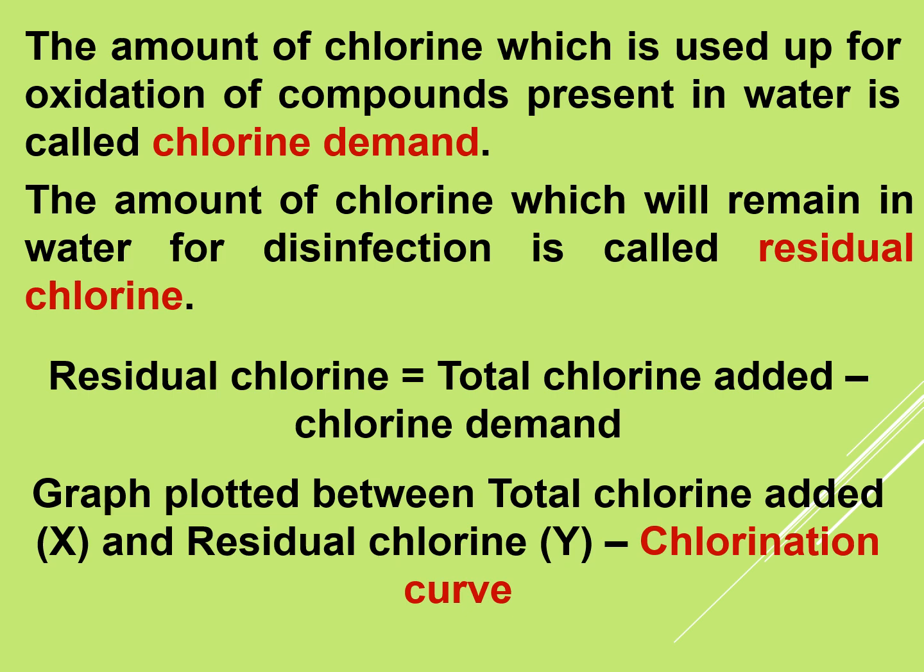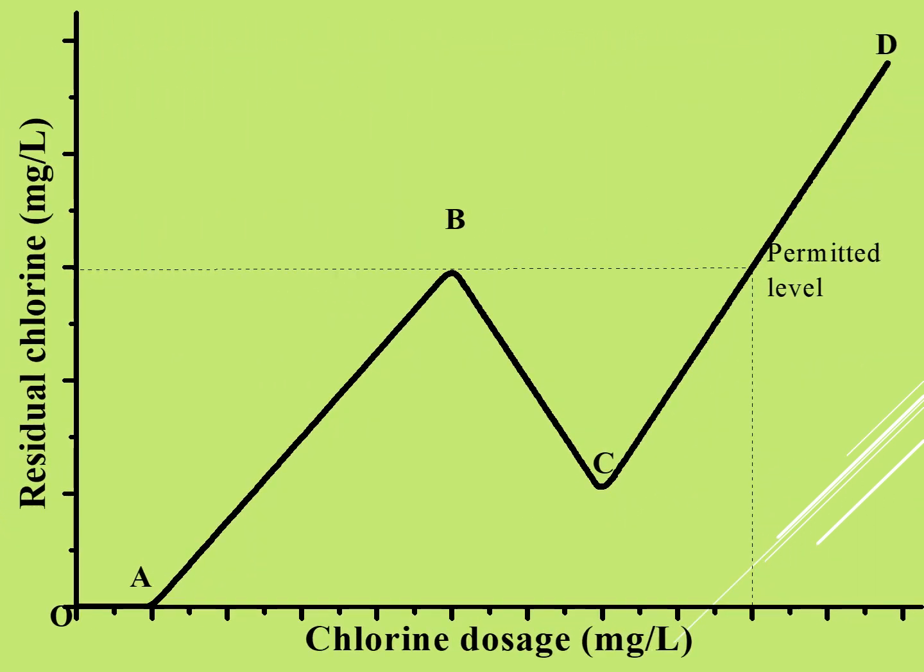A graph plotted between total chlorine added on the x-axis and residual chlorine on the y-axis is called a chlorination curve, and this chlorination curve will help us decide how much chlorine we have to add to water. Let us look at a sample chlorination curve.